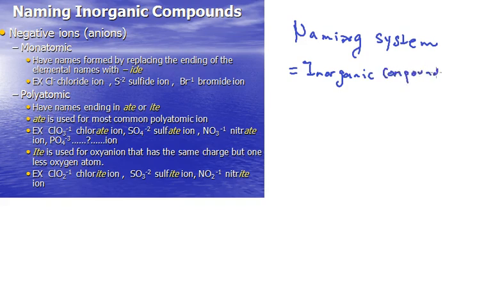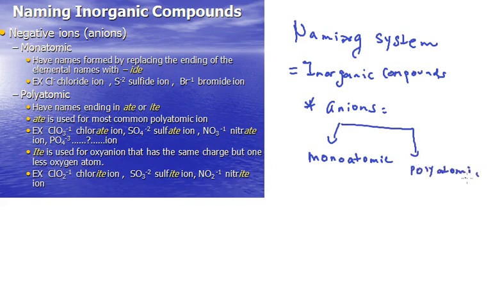First of all, most inorganic compounds are composed of metals and non-metals, like ionic compounds. There are certain nomenclature systems that we need to follow. I would like to start with anions. Anions are negative ions. Anions can be divided into monoatomic anions, and we also have polyatomic anions.